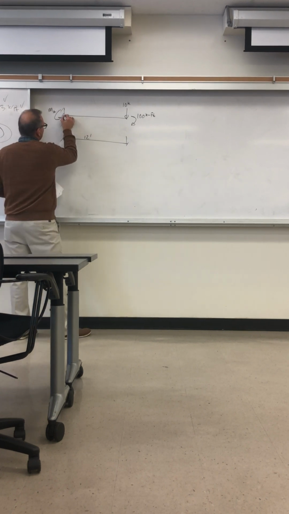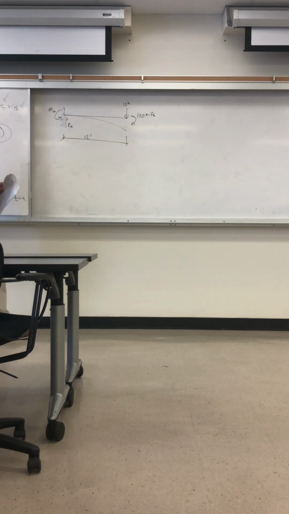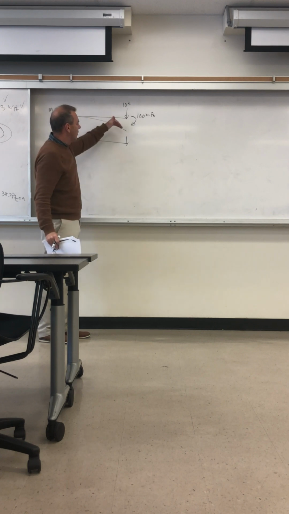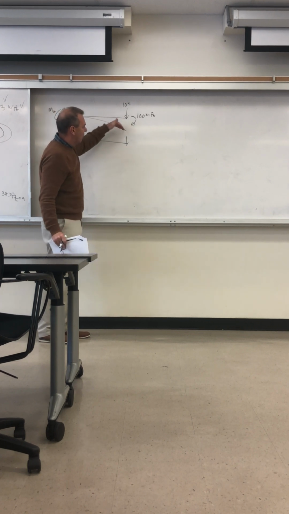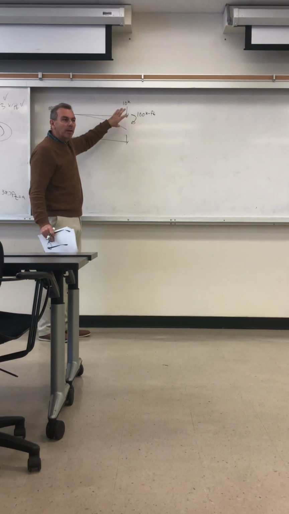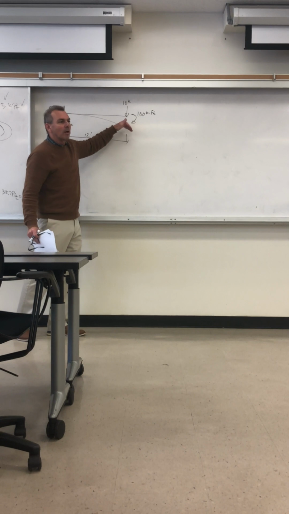Deflected shape, greatly exaggerated like that. Now it's interesting, if we just had 10 kips applied, it would deflect down like this, but it wouldn't continue having changing curvature. But because we also have a moment at the end, the slope is still changing right up to the end.